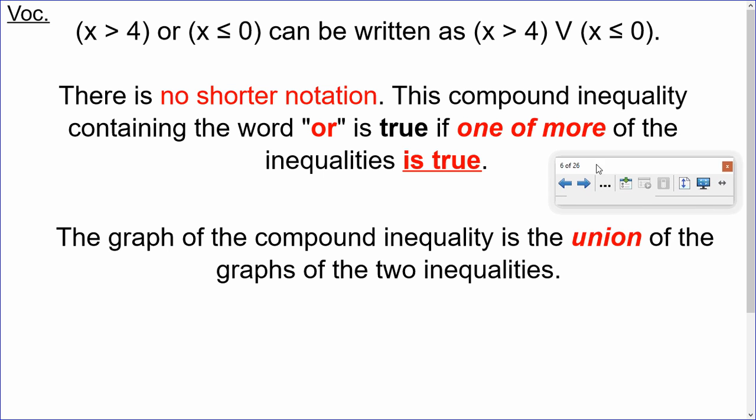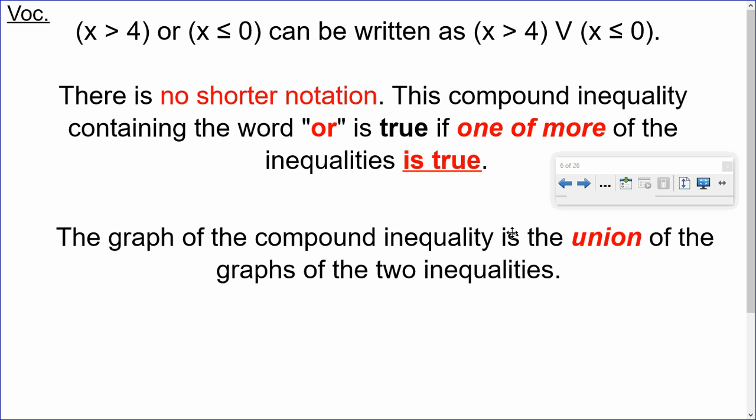Okay, let's move on. Where we have x greater than 4 or x less than or equal to 0 can be written as this: x greater than 4, with the v, which stands for or, x less than or equal to 0. So there's no shorter notation, unfortunately. This compound inequality contains the word or, so it's only true if one or more of the parts of the inequality are true. So you can have the first part true, and the second part true, which is going to be fine. But as long as you have one part, you're in good shape.